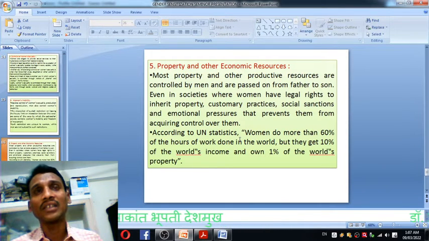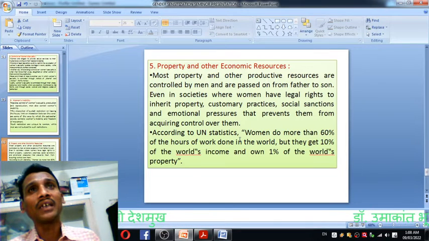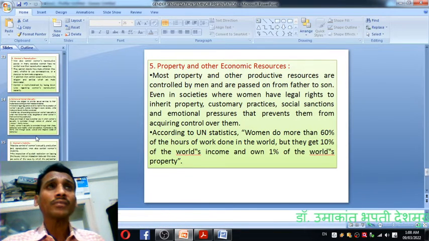So these are the basic differences in the concepts we discussed today: sex and gender, then masculinity and femininity, and the last one, patriarchy.